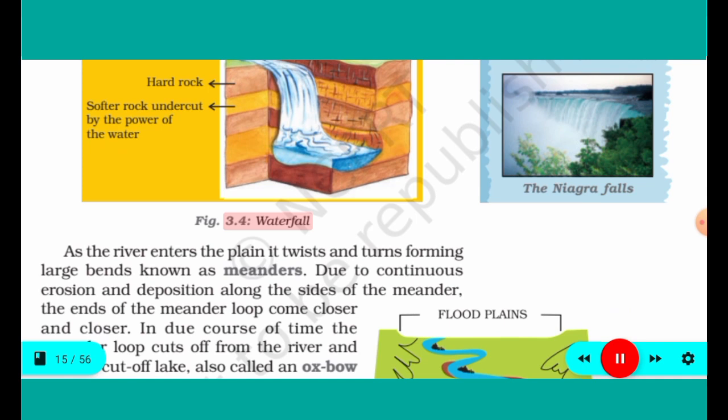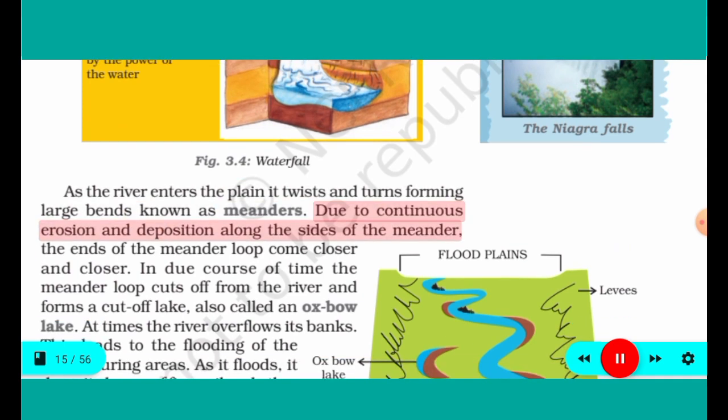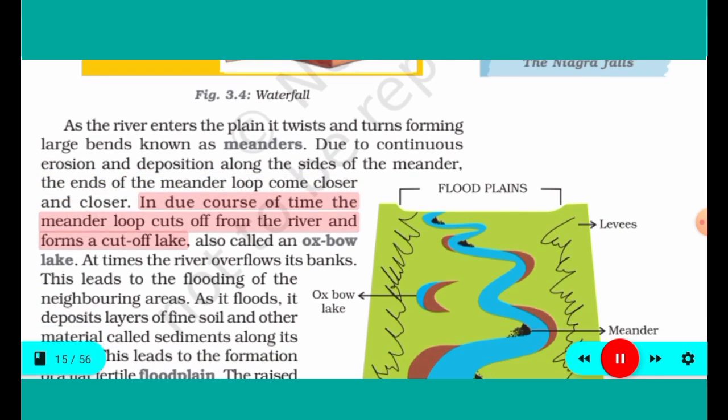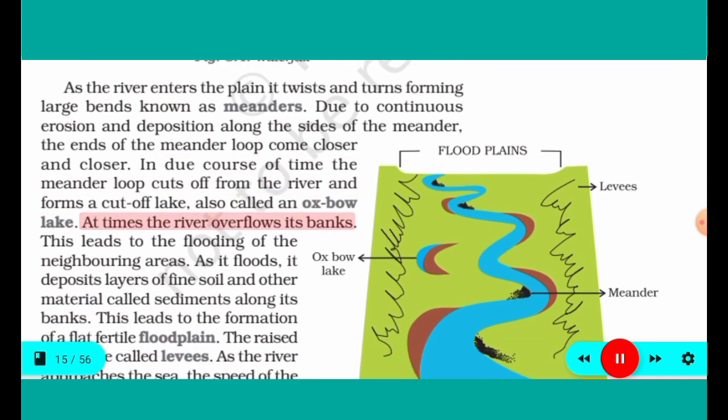Fig. 3.4. Waterfall. As the river enters the plain, it twists and turns, forming large bends known as meanders. Due to continuous erosion and deposition along the sides of the meander, the ends of the meander loop come closer and closer. In due course of time, the meander loop cuts off from the river and forms a cut-off lake, also called an oxbow lake.